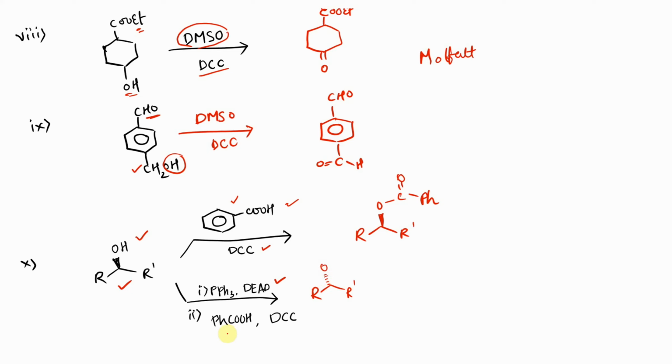Later, since we are treating it with PhCOOH, which is nothing but benzoic acid, with DCC, that will lead to the formation of C double bond O Ph. If you observe carefully, here the stereochemistry has been retained, and here the stereochemistry has been inverted. So inversion in configuration happens when we treat alcohol with carboxylic acid in the presence of PPh3, DEAD and DCC. If you just treat alcohol with carboxylic acid in the presence of DCC, there will be retention in configuration. Okay.